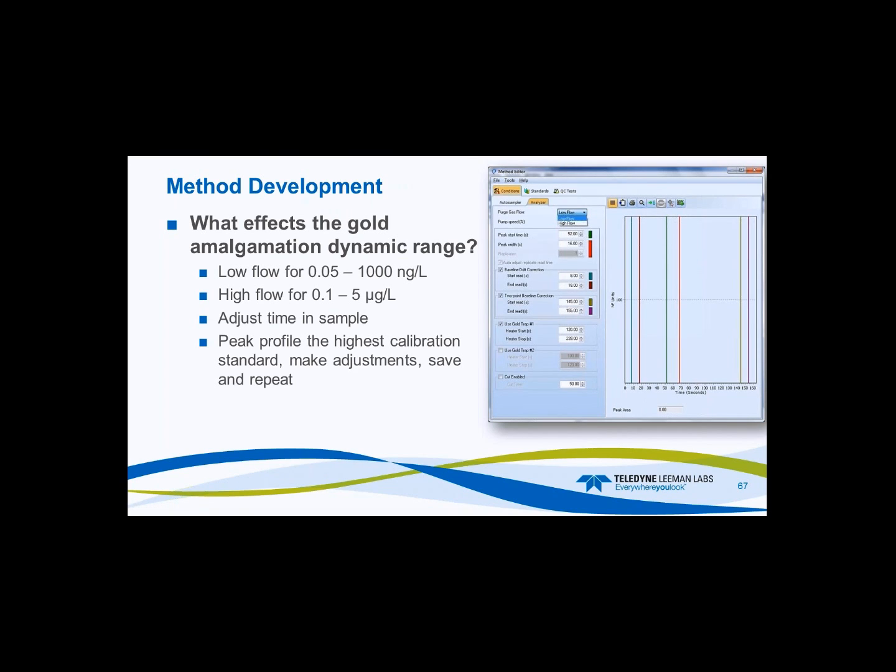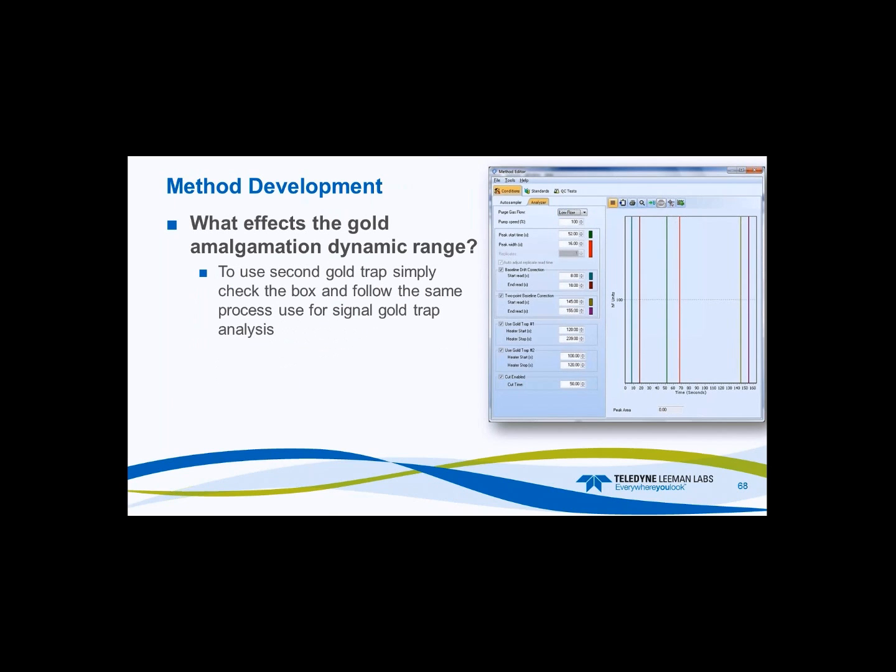You like it, save it, and then enter your standards, import your sequence, and you're off and running. To use a second gold trap, you just simply click on the box. Click on the box, it highlights that, and now you have the second gold trap analysis.